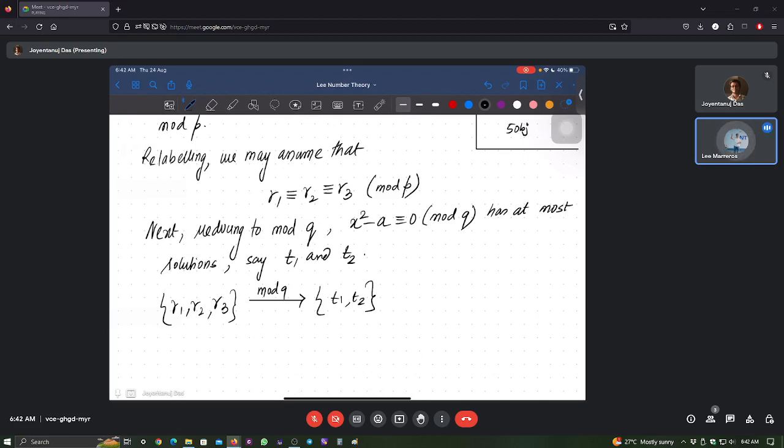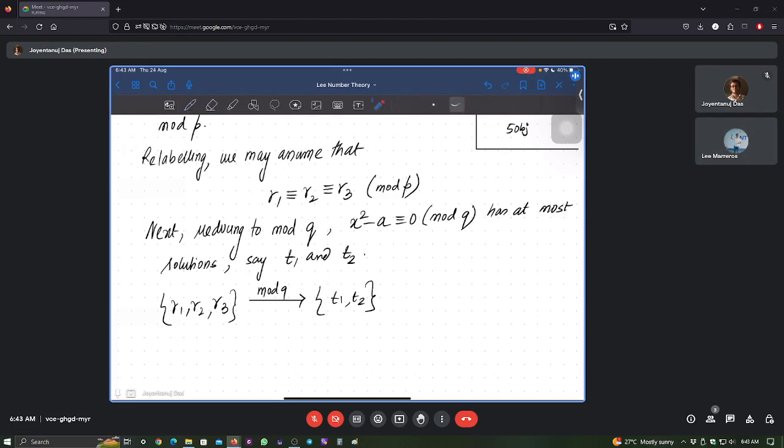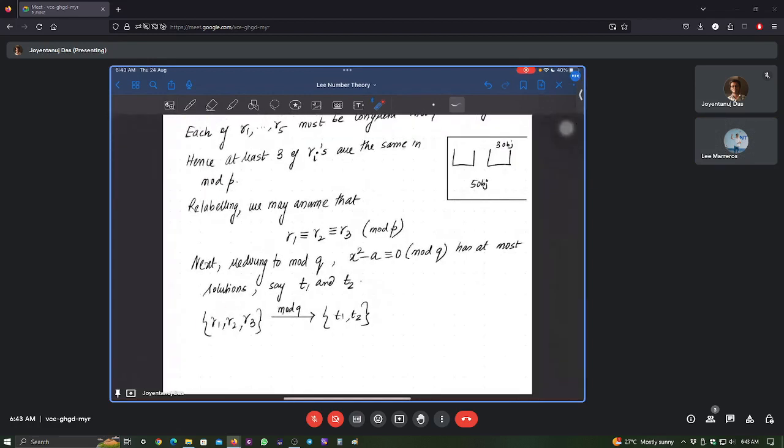R1, R2, R3. But we have five solutions. Yes, we have five solutions, but now we are only focusing on these three solutions that are equal modulo P. Okay. So now we have three elements and we have two boxes. Now using the same principle, I can say that at least two of them will go to the same box, right?